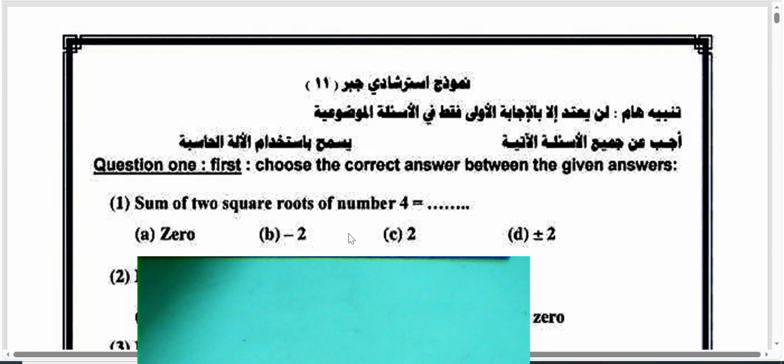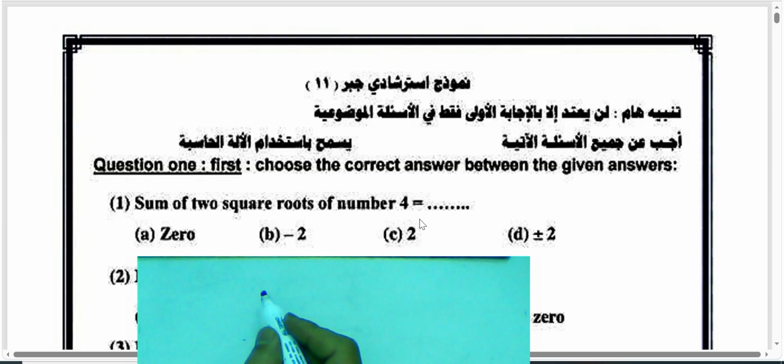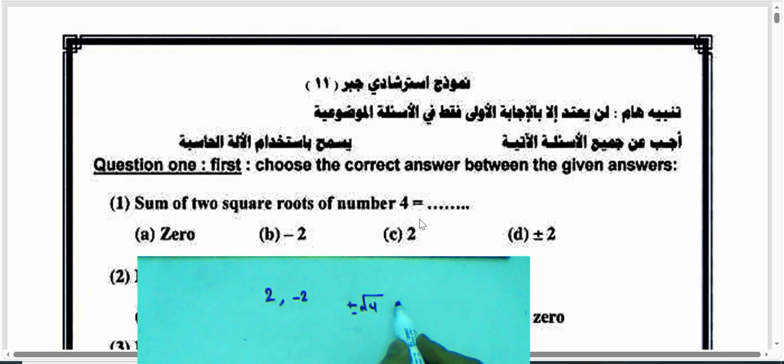Sum of two square roots of number 4 equal. The result will be 0, because the first square root of 4 will be 2 and the second will be negative 2. We have positive or negative square root of 4 equal positive or negative 2. Then 2 plus negative 2, the summation between them, is 0. Choose letter E. Next question.